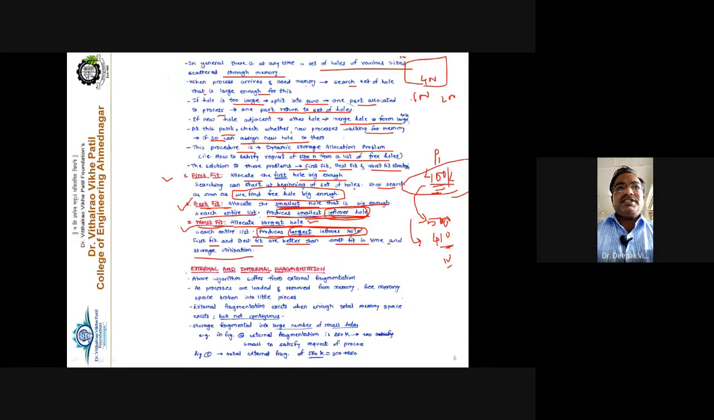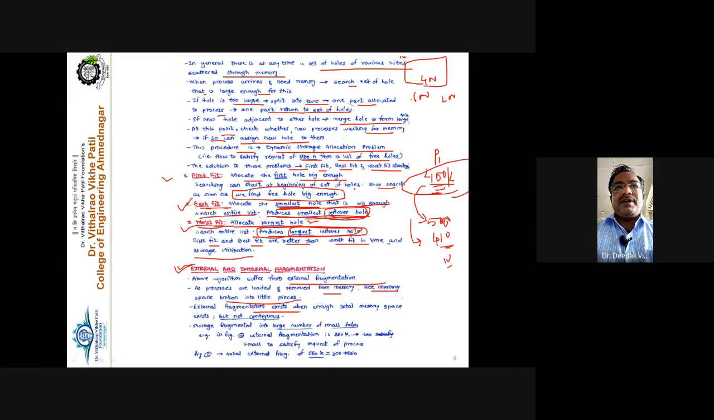The next is external and internal fragmentation. The algorithms which we are discussing now suffer from external fragmentation. So external fragmentation means what we have already discussed. As processes are loaded into and removed from memory, the free memory space is broken into little pieces. Just now we have seen it in the example.